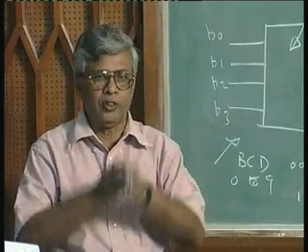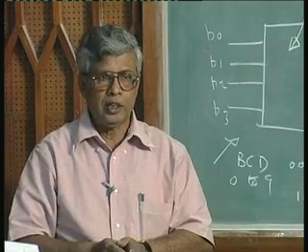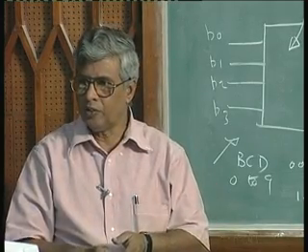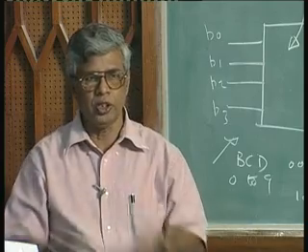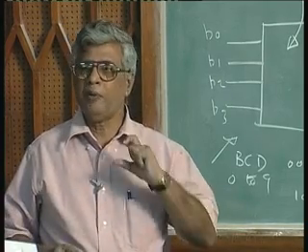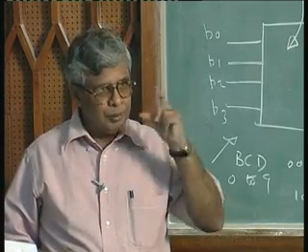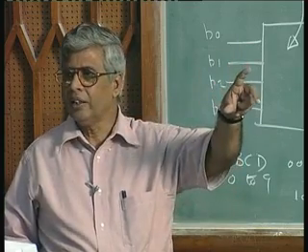What are the combinations for which A should glow? B should glow? C should glow? D should glow, E should glow, F should glow, G should glow. And then draw a Karnaugh map for each of these segments, simplify it, and do the logic.